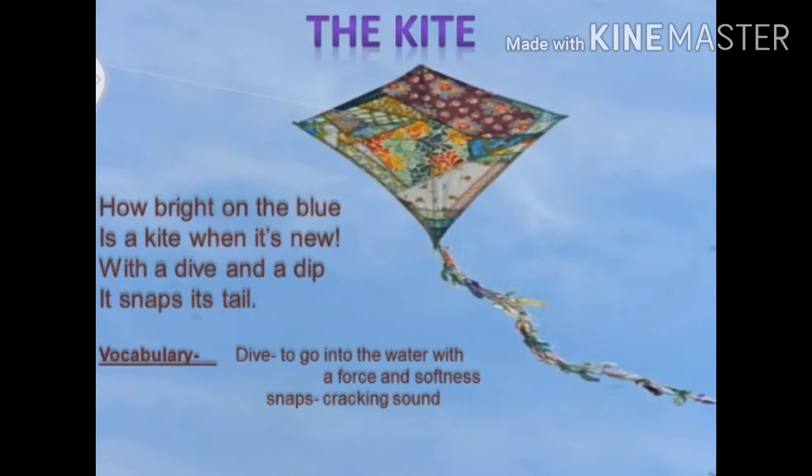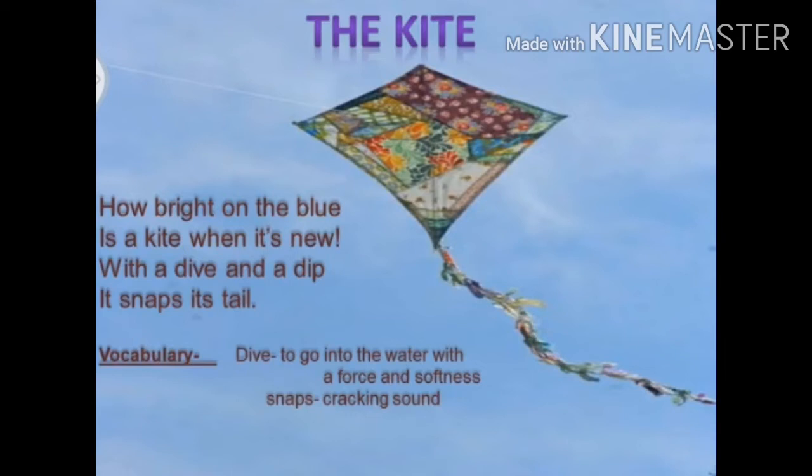Dive here means, like, dive is to go into the water with force and softness, right? But here dive means the kite dives into the air. Okay, so it dives and dips, it snaps its tail. That means when it dives into the air, a crackling sound is made by its tail, right? So that sound is being described.